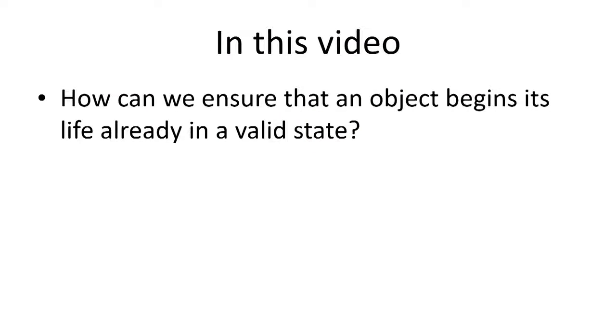In this video, we're going to ask the question and then answer it. How can we assure that an object begins its life in an already valid state? We saw in the previous video that we created the player and its name was null. It seemed that that might be bad, that might be error prone. We might want to ensure that it's initialized to some value earlier than that.